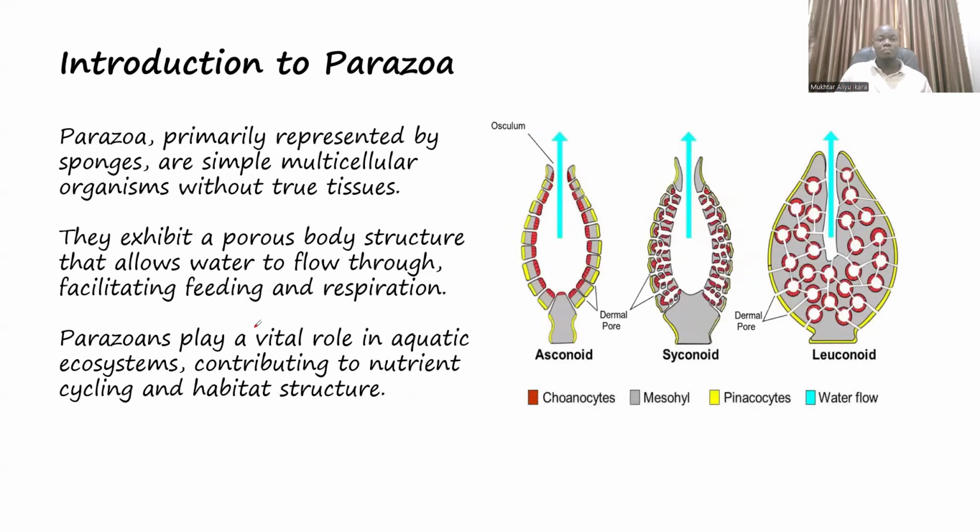And then the next thing is Parazoa. Parazoa are primarily represented by sponges. They are simple multicellular organisms without true tissues. They exhibit a porous body structure that allows water to flow through. So water can penetrate into them and pass through. This water movement, or this porous body, facilitates their feeding and respiration. Parazoans play a vital role in aquatic systems, contributing to nutrient cycling and habitat structure.